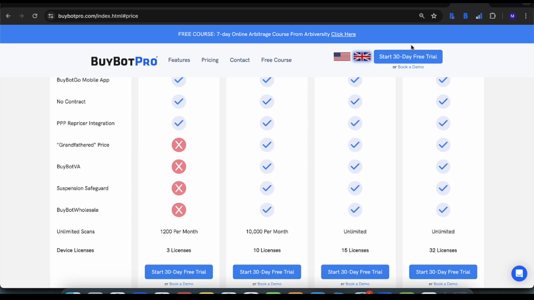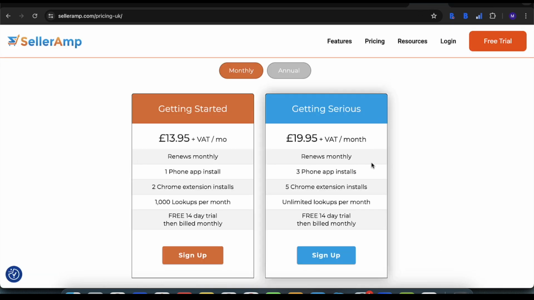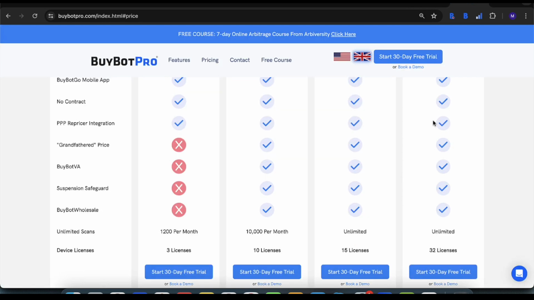The wholesale feature, that's something massive with BuyBotPro, where you can analyze wholesale sheets and get bulk results. SellerAmp doesn't have anything like that. Again, enough said there. And you get grandfathered into the price as well.